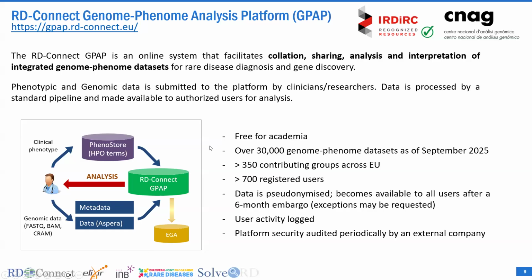And basically, to date, we have over 30,000 Genome-Phenome datasets with more than 350 contributing groups and 700 registered users. All the data in the system that is shared is pseudonymized, and it becomes available to all the users after an embargo period of 6 months. So you have 6 months where you are the only one accessing your own data, and after this 6 months, it gets shared within the whole community. This platform is also securely audited periodically by an external company.